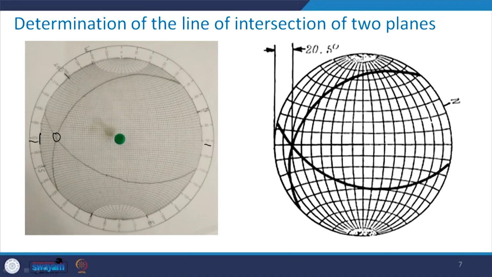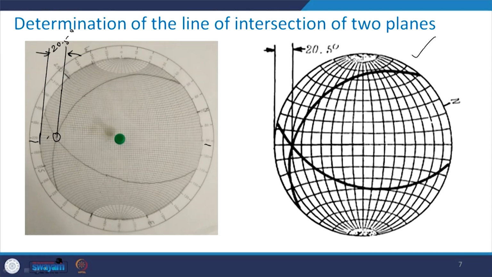Now, how to determine its dip and the dip direction? You see, from the extreme circle, you just measure off this radial distance. This is 10, 20 and a little bit more than 20. So, that is going to be 20.5. So, you see it is this distance, which is 20.5 degrees. This is what has been shown in this figure, which has been taken from the book by Hoek and Bray.